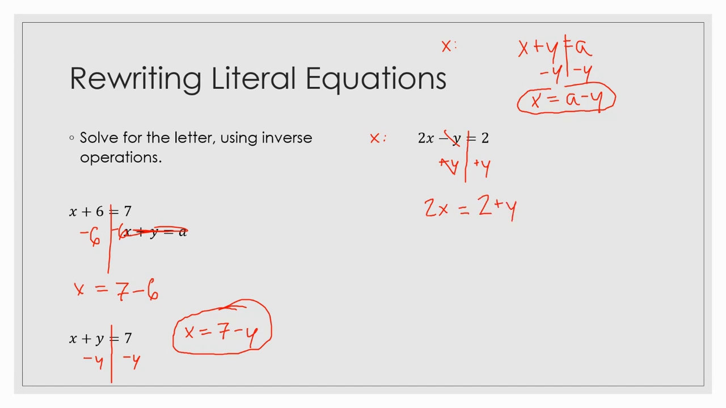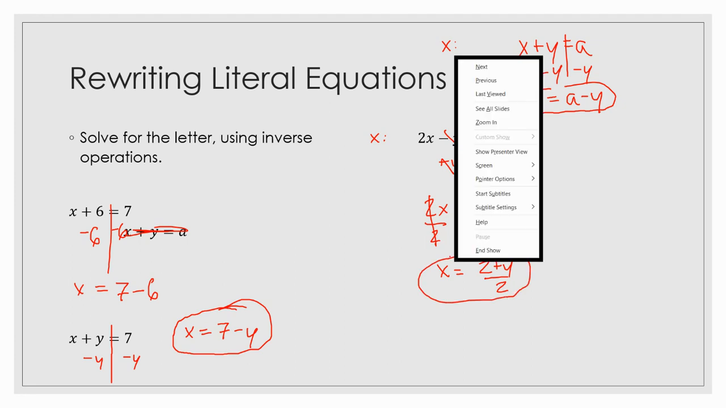But I'm not quite done. Is x isolated yet? No, it's not. How do I undo what's with x? Same as if I was solving, I would divide by 2 since 2 is multiplied here. And that means I'm going to divide this whole side by 2, because if I divide one side by 2, I divide the other. And I get x is equal to 2 plus y over 2. That's my answer.